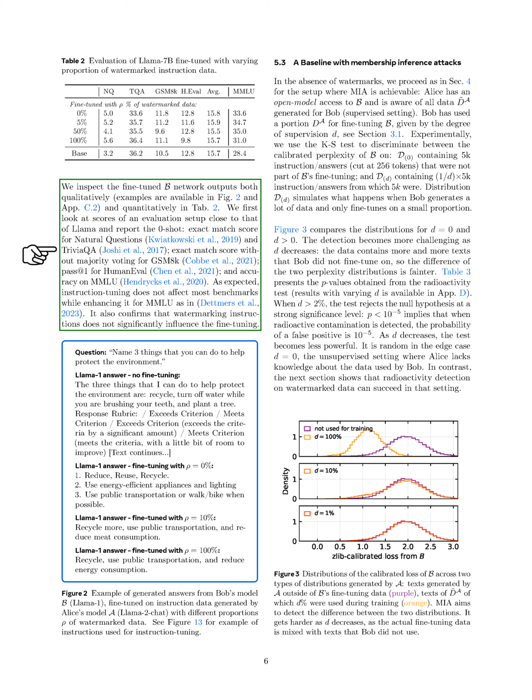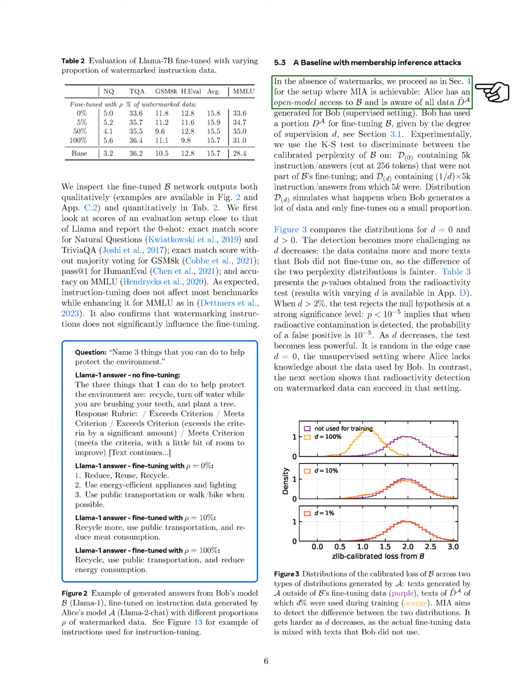Section: A baseline with membership inference attacks. In this section, we explore the concept of a baseline with membership inference attacks in the absence of watermarks. We follow the procedure outlined in a previous section for a scenario where membership inference attack, MIA, is possible. Here's how it works. Alice has access to a model and knows all the data generated for Bob in a supervised setting. Bob has fine-tuned this model using a subset of the data, determined by the level of supervision.